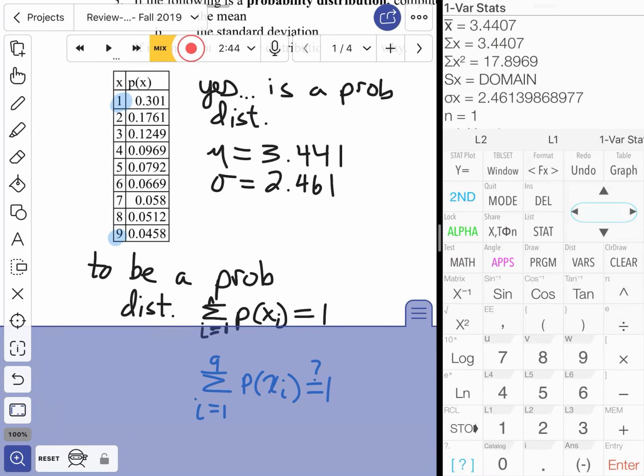Also verify that the numbers themselves, those P of X values individually, follow the rules of being probability values. They themselves have to be between 0 and 1. If you had a negative value in there, or if you had something bigger than 1, it would not be a probability distribution because my column of P of X would not contain only probability values.